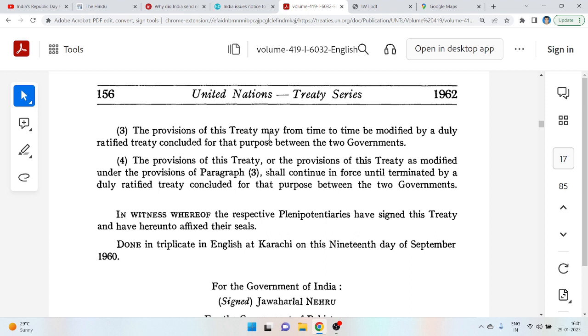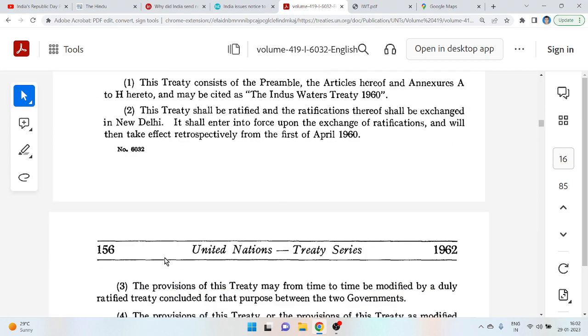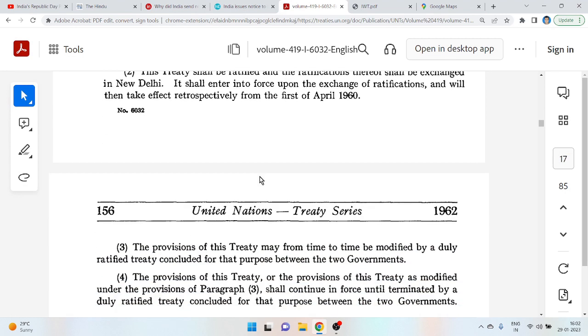3. The provisions of this treaty may from time to time be modified by a duly ratified treaty concluded for that purpose between the two governments. So, from time to time the treaty should be modified through a new ratified treaty, and that is why India is issuing a notice highlighting this Article 12.3. India is inviting Pakistan to sit at the table and modify the rules. Okay, what is India's problem, discuss and come to a solution. That is the main purpose of this letter issued to Pakistan.